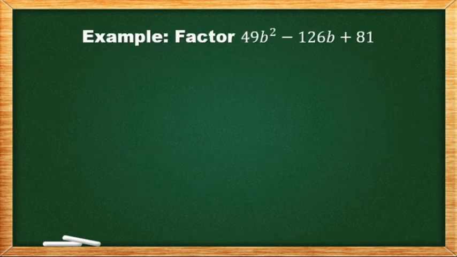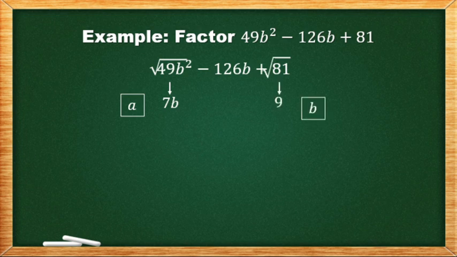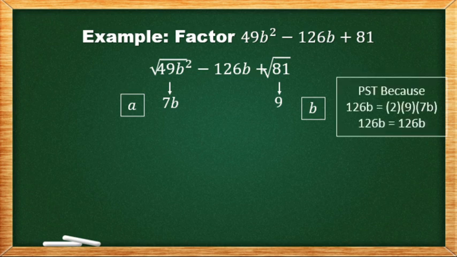Example number 4. Tignan natin kung paano ko sinolve ang example number 4. Kung sa tingin nyo dito kayo madadalian. Okay. Square root of 49b squared is 7b. That's our A. The last term, square root of 81, is 9. That's our B. Anong pattern ang gagamitin? First or second? Second. Kasi minus yung middle term. Take note, PST po yan ha.